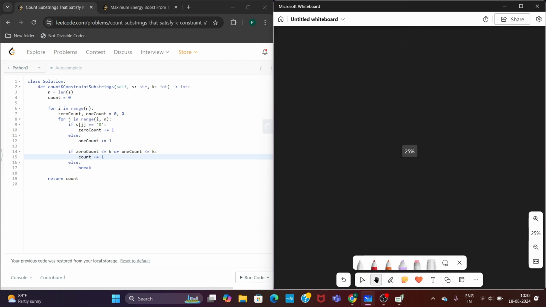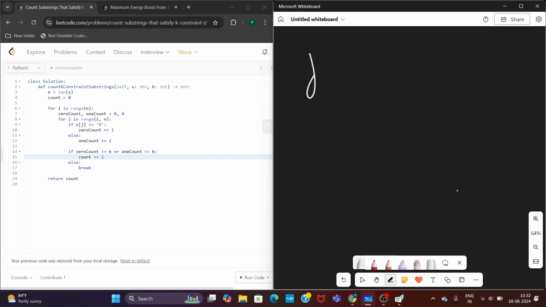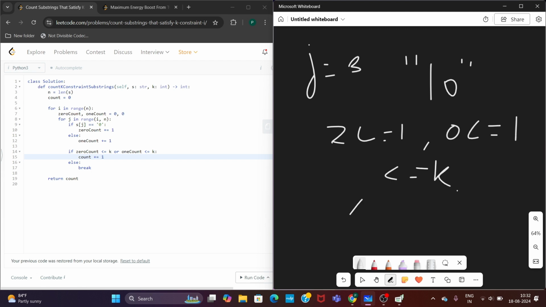Again moving forward, I was on j equals 3. Now my j equals 3 over here, so the substring is 10 in this case. So my 0 count will be 1 and my 1 count will also be 1 over here. These are less than or equal to k. So my counter variable will be incremented by 1 again.